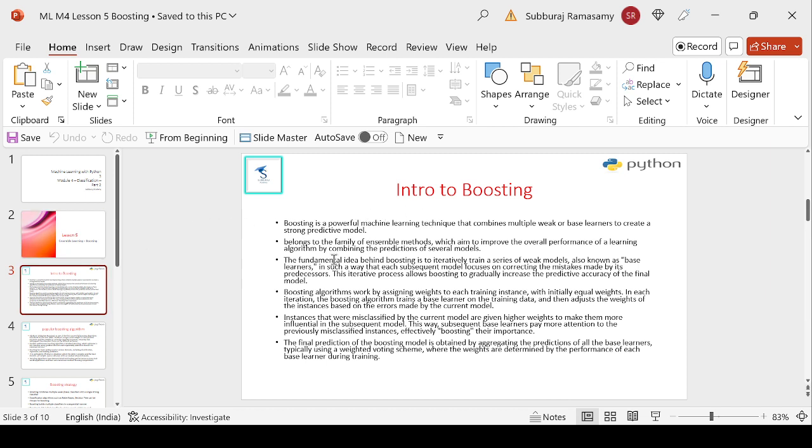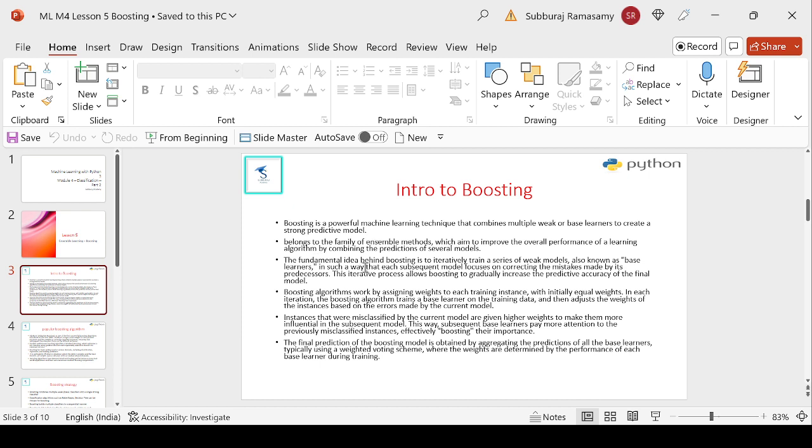So, boosting belongs to a family of ensemble methods. It aims to improve the overall performance of a learning algorithm by combining the predictions of several models. So, here again, we are going to build several models. We use the same algorithm, but we model it a number of times. That's ensemble.